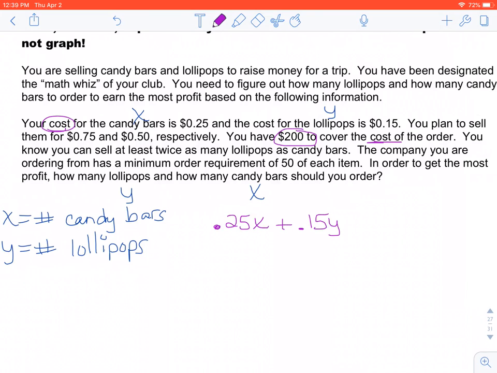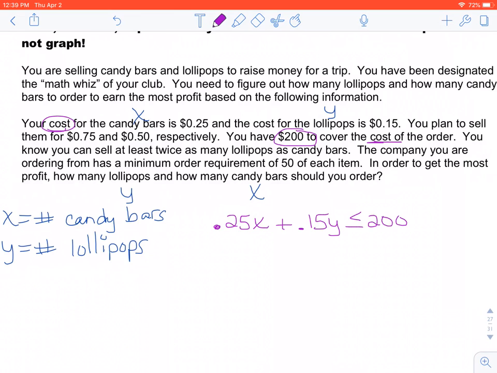I have $200. I can't spend any more than that. So that means less than or equal to 200 is the amount of money for the cost. So it costs me 25 cents for each candy bar, 15 cents for each lollipop. Together that cost has to be less than or equal to 200. It could equal, it could be less than.